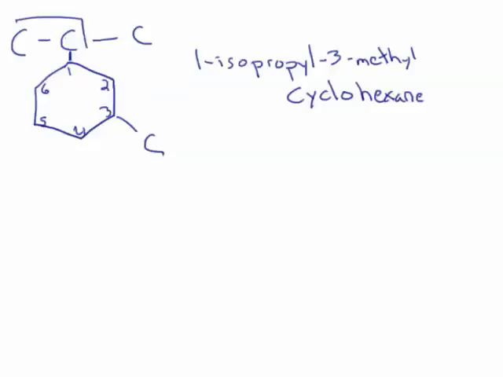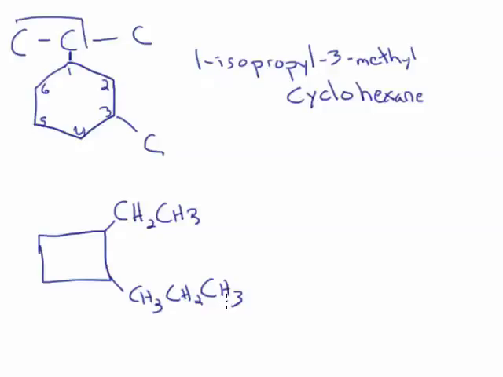Let's look at a second example. In this example, again, I'm going to put 1 at the longest chain, and then that's got to be 2, 3, 4. This is propyl, this is ethyl, and our ring is butane, or cyclobutane. We would name this in alphabetical order, right? 2 ethyl, 1 propyl, cyclobutane.